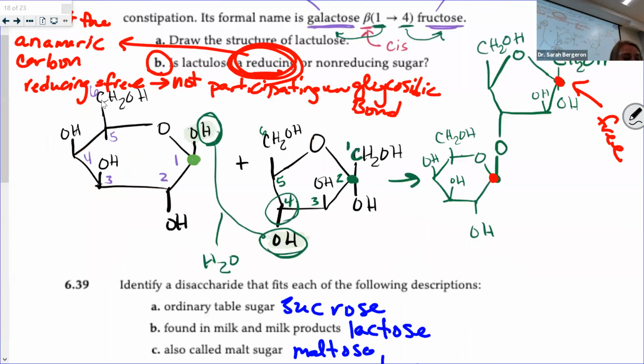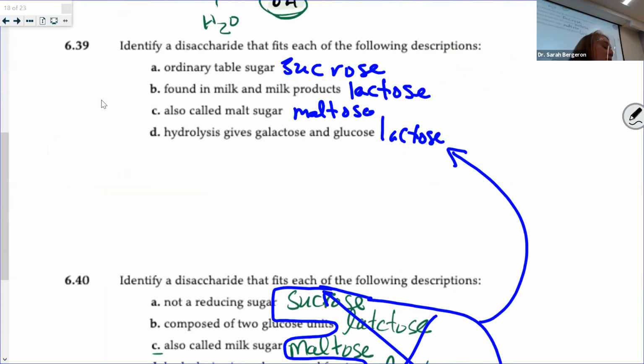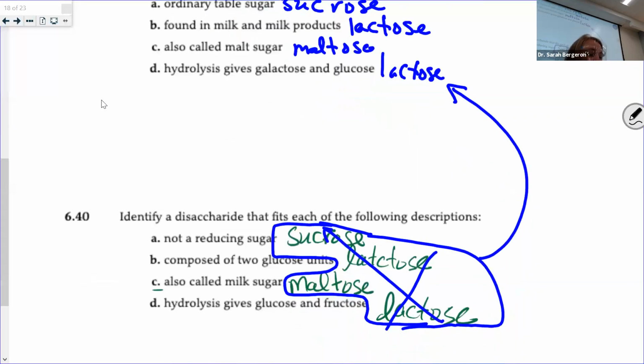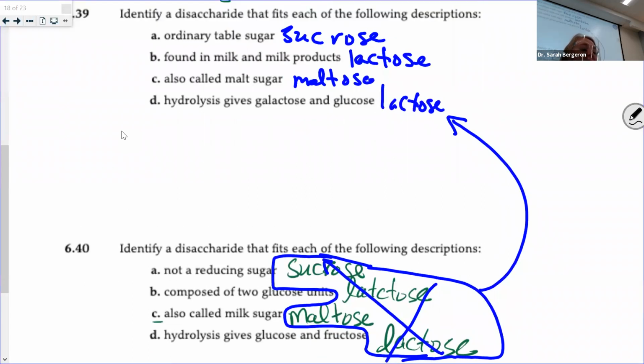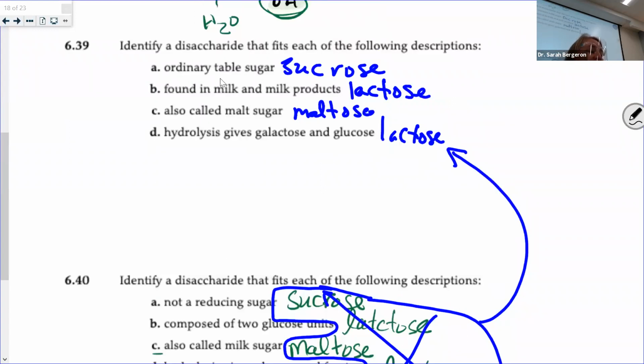All right, and here's my other error from the video. I was reading one and answering the other one on the video. I don't know if anybody else noticed this, my mistake. I was trying to do 6.40, but I was reading 6.39. So let's go through each of these individually. If it's ordinary table sugar, what kind of disaccharide is that? It is sucrose.